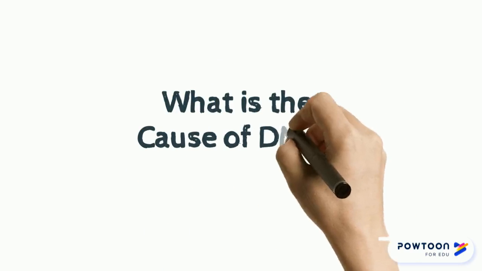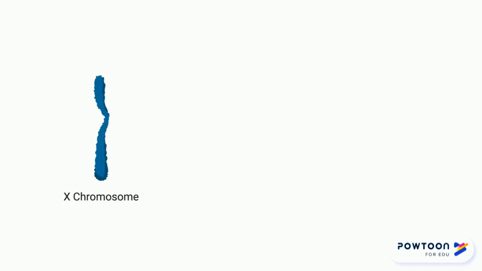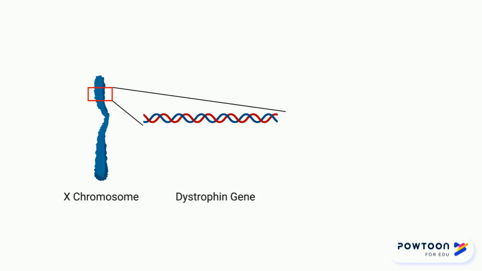Firstly, what is the cause of DMD? As I said before, DMD is caused by a mutation in the X chromosome. This mutation in the dystrophin gene leads to a mutated dystrophin protein, which is degraded by the cells. Therefore, dystrophin is not found in boys with DMD.